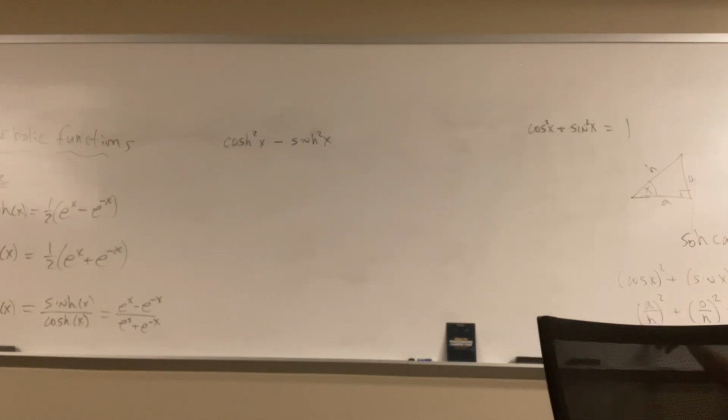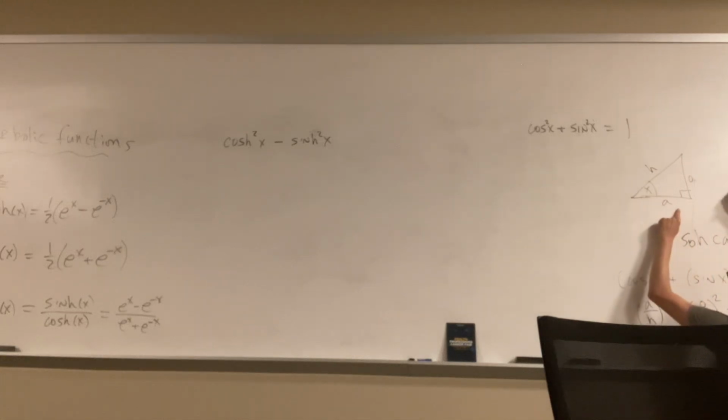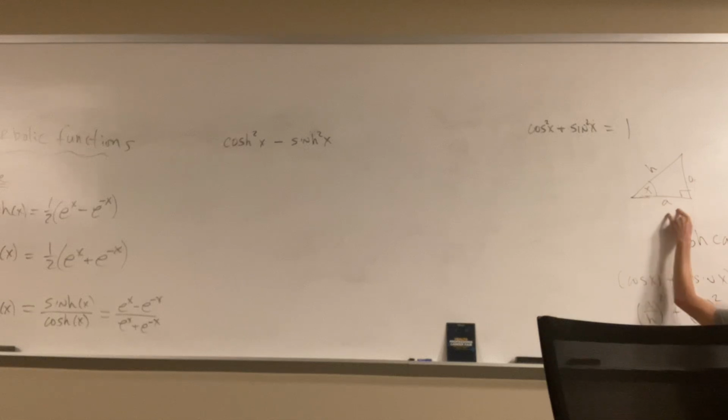A squared over h squared, o squared over h squared, common denominator, add the numerators. What does the Pythagorean theorem tell me about this picture? That a squared plus o squared is what? H squared. So look here, the top is actually h squared.